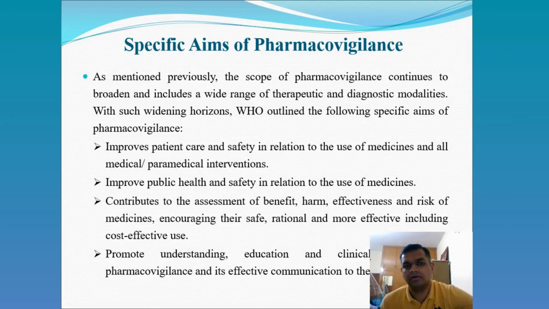Second is improve public health and safety in relation to the use of medicines. Third, the contribution to the assessment of benefit, harm, effectiveness, and risk of medicine, encouraging their safe, rational, and more effective, including cost-effective use. And the last aim is to promote understanding, education, and clinical training in pharmacovigilance and its effective communication to the public.